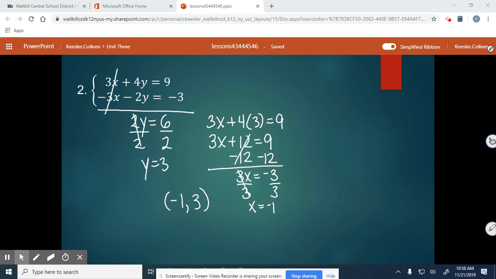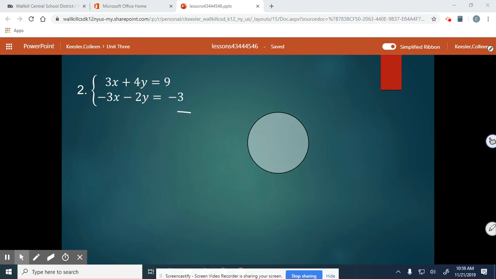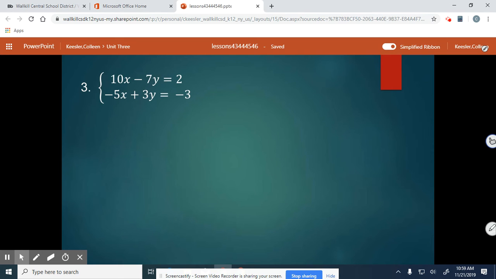And again, we can check with the second equation. So if we do negative 3 times negative 1 minus 2 times 3, we should get negative 3. And negative 3 times negative 1 is positive 3, minus 2 times 3, which is 6, is definitely negative 3. So we did it correctly. Okay, so that's the easier version because we have a pair of opposites. Not always the case, if you remember back from yesterday.